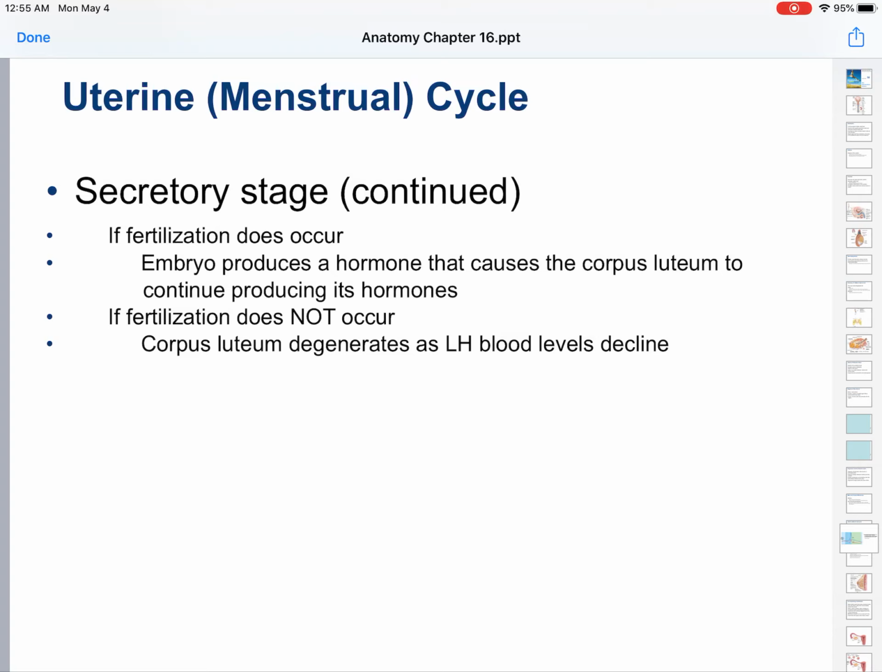As I said, if fertilization does occur, the embryo produces a hormone that causes the corpus luteum, which hopefully you will remember is the series of cells surrounding that oocyte, that immature egg, to continue producing those hormones to maintain the pregnancy and nourish the embryo. If fertilization does not occur, the corpus luteum will degenerate and dissolve and be broken down as luteinizing hormone blood levels decrease.